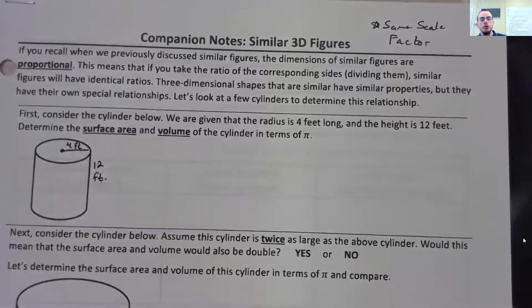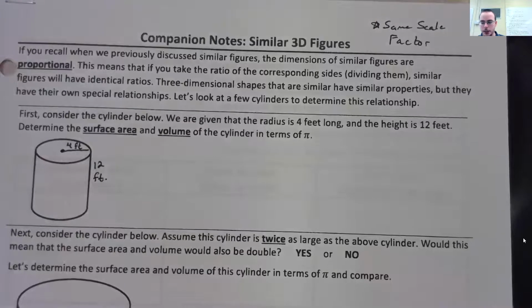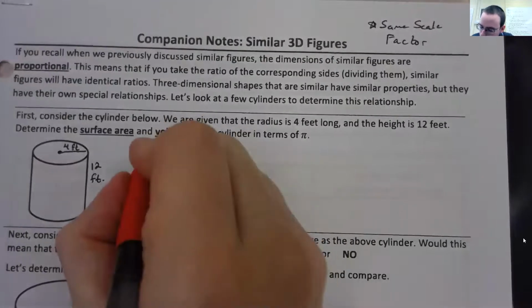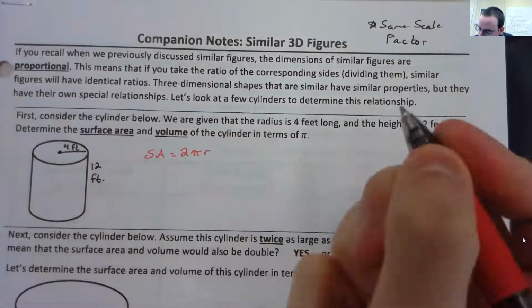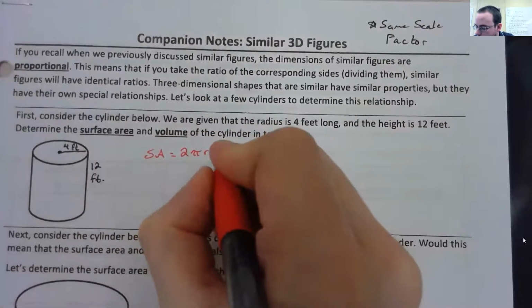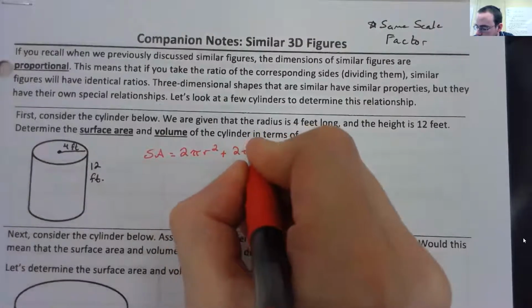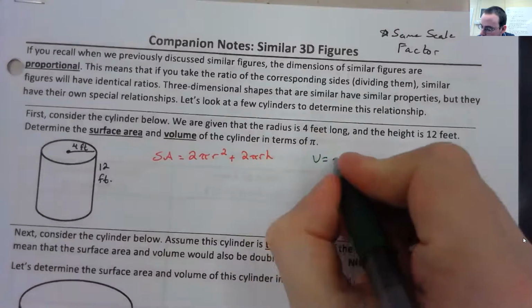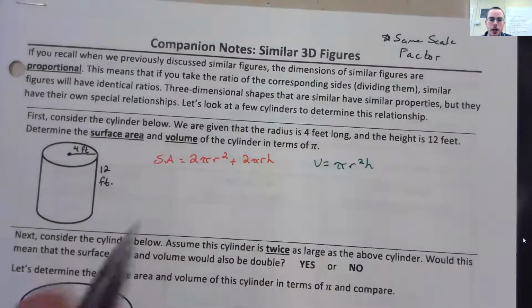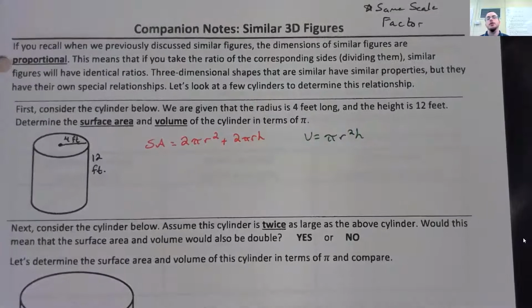I'm going to assume that you know how to find the surface area and volume fairly easily with the calculations, so I'm going to list out the formulas. For surface area, it's 2 pi r squared plus 2 pi r h. And the volume is pi r squared h. If you want to take a minute to find the surface area, or just continue watching, that's fine.